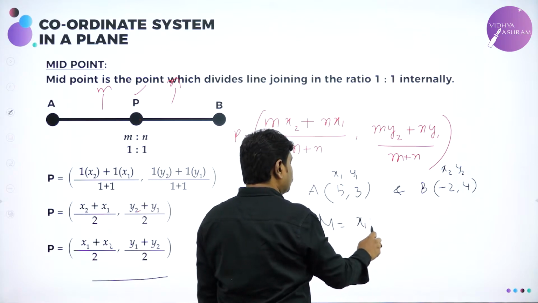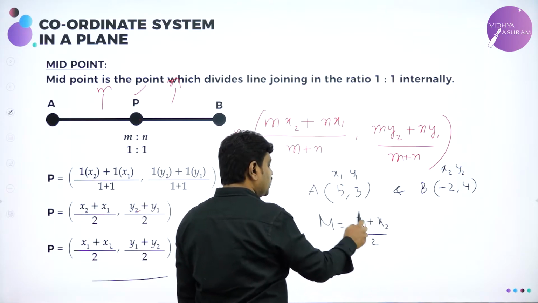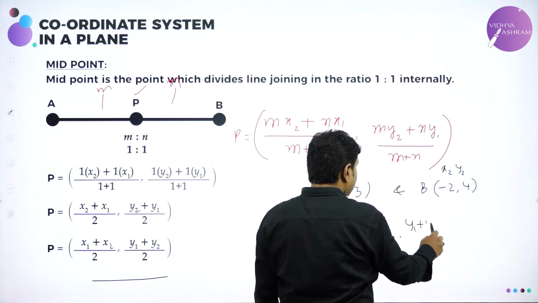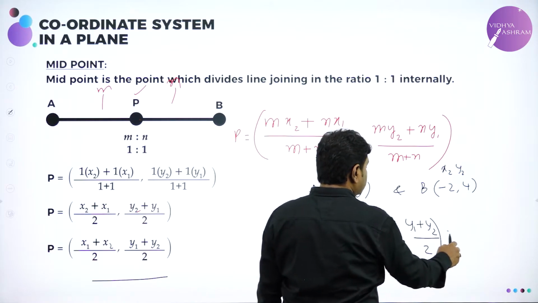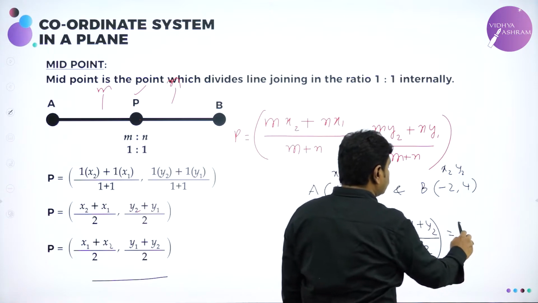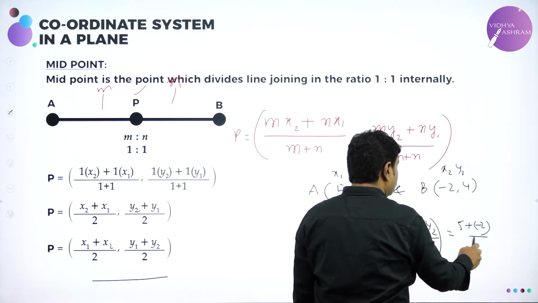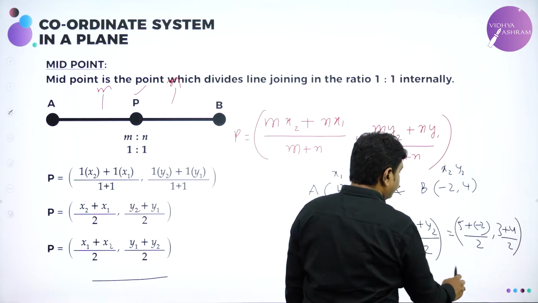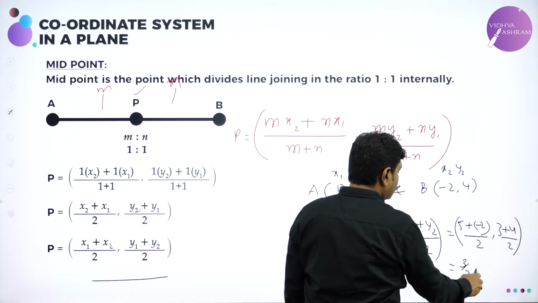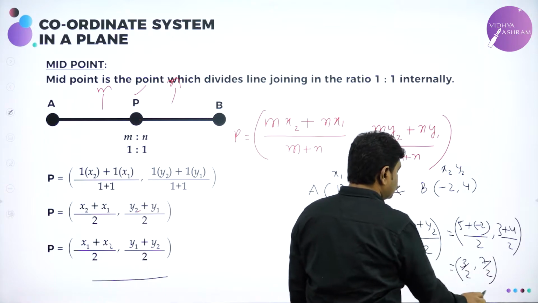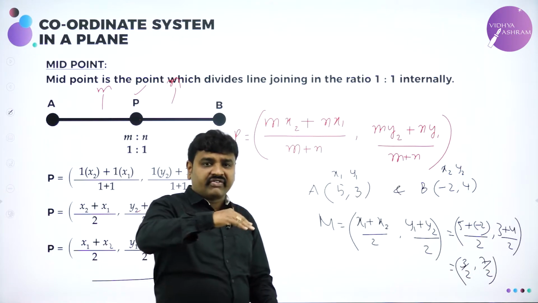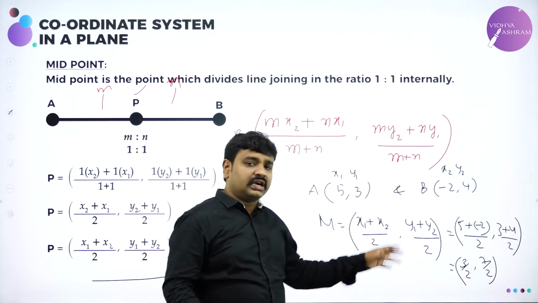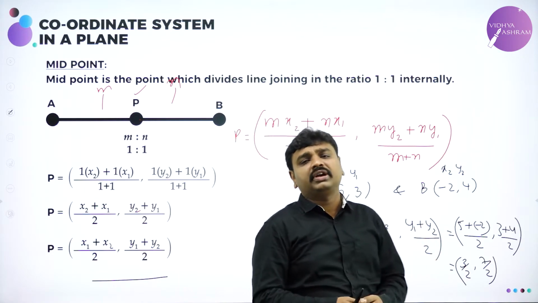Midpoint formula, you know what is the midpoint formula? Sum of x coordinates by 2, comma sum of y coordinates by 2. So sum of x coordinates means 5 plus -2, 5 plus -2 by 2 and 3 plus 4 by 2. Now simplify this. 5 minus 2 is 3, 3 by 2, comma 7 by 2. My dear students, mid means what? Half. That's why by 2 will come. So add the x coordinates, divide by 2, add the y coordinates, divide by 2, you will get the midpoint.